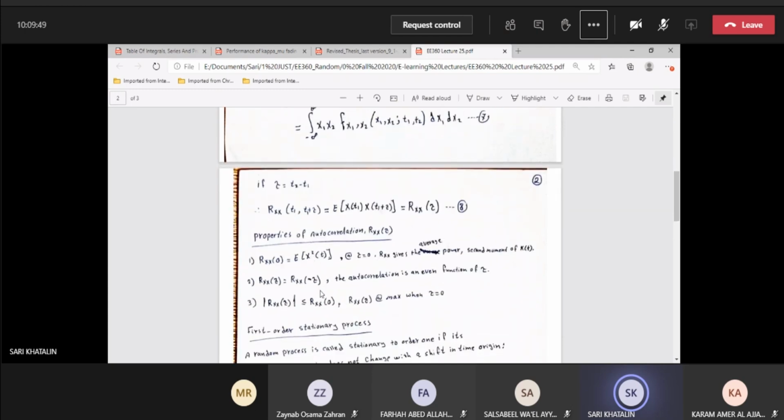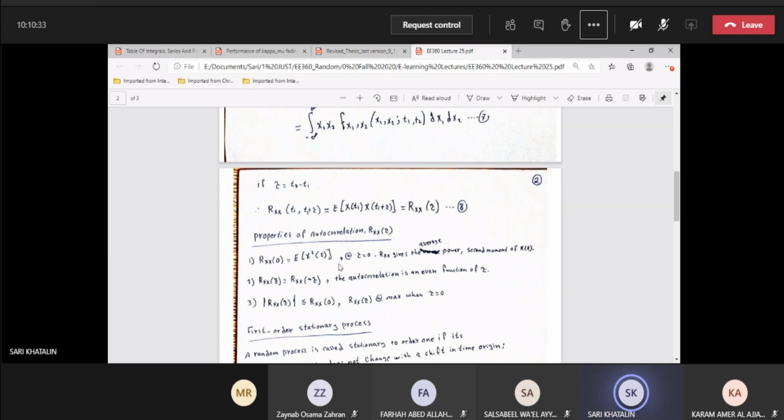And now we have a few properties related to the autocorrelation in terms of tau. When tau is equal to 0, the expected value is going to be x of t squared, since t2 equals t1. When the time difference is 0, obviously there's no time difference, which means the autocorrelation here is the average power, or the second moment of x of t.